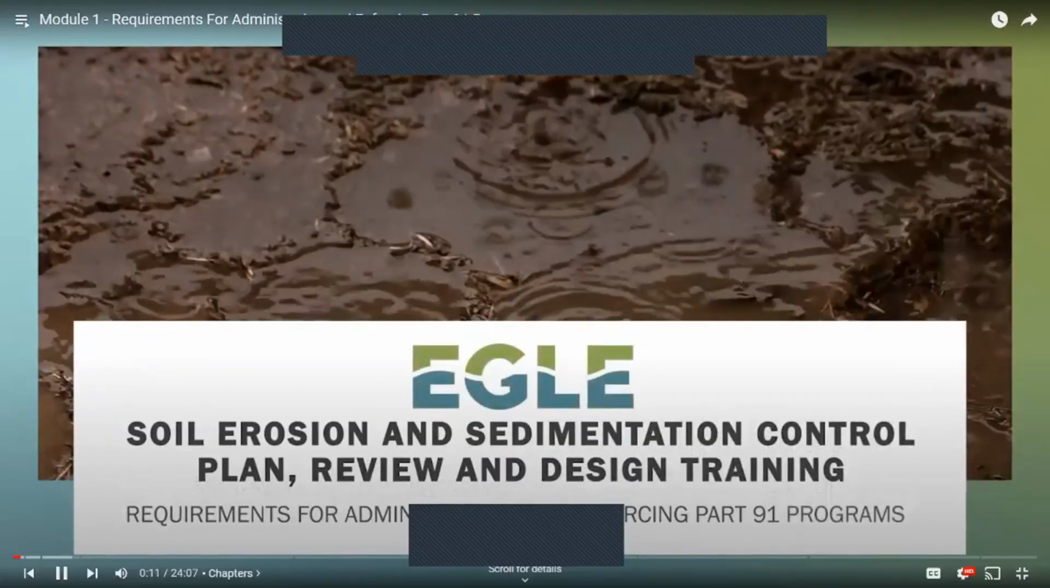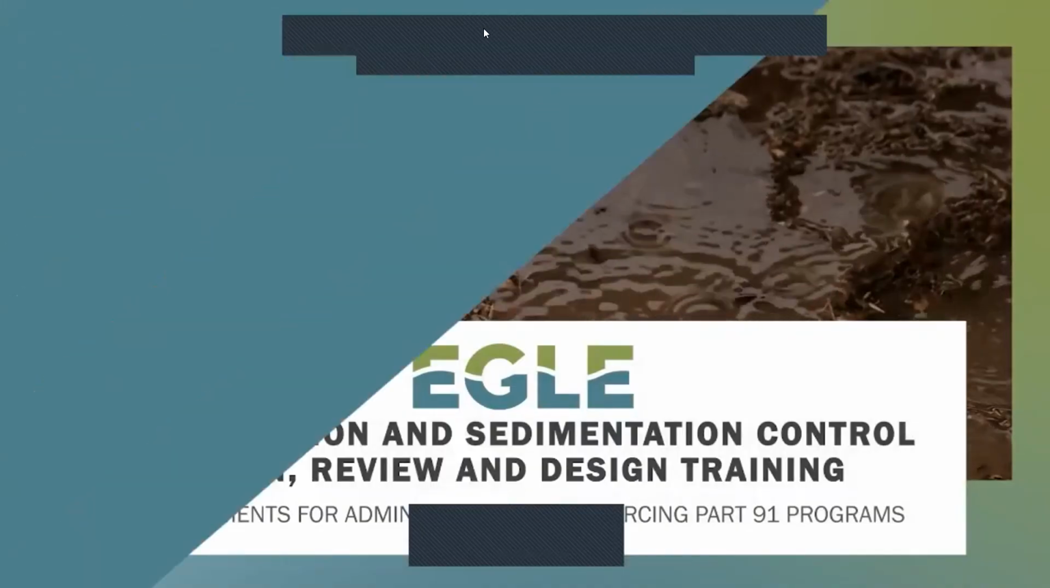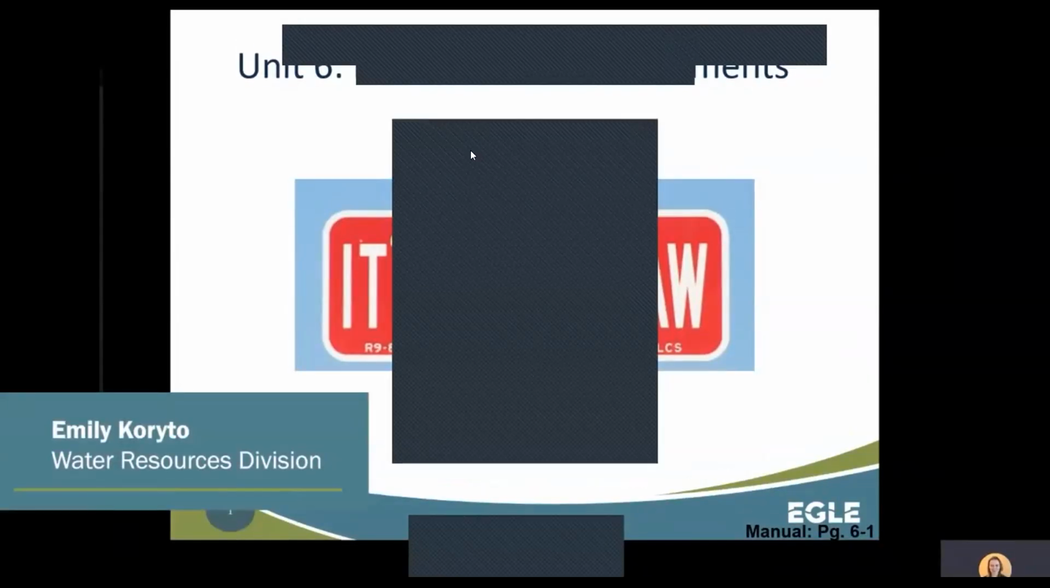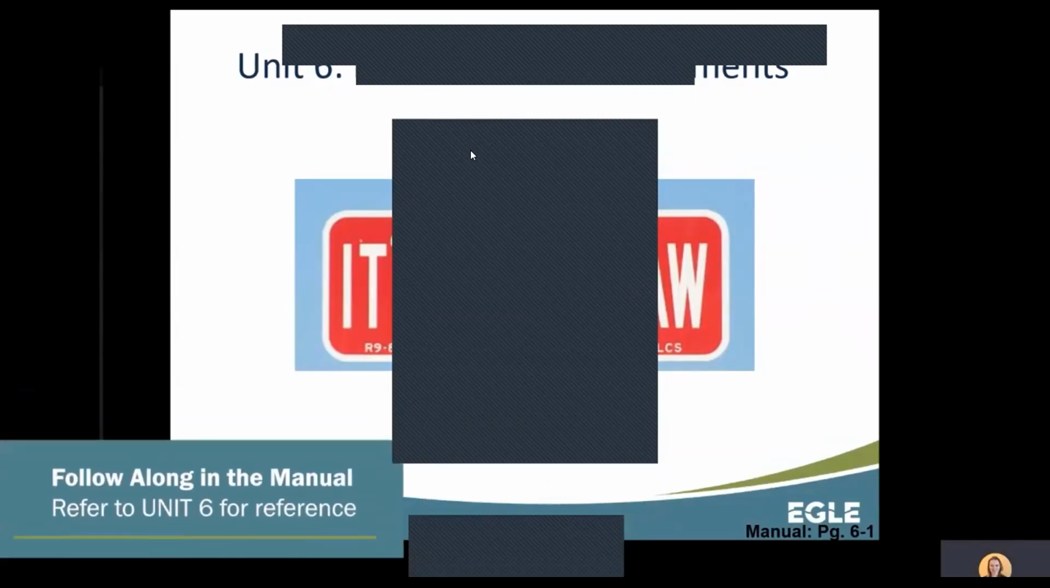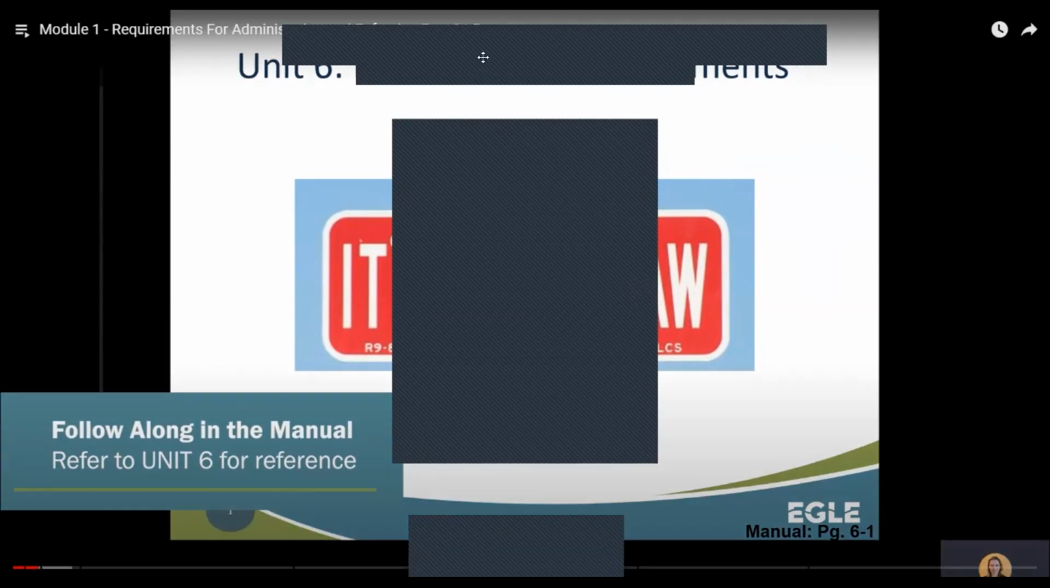Hello, and welcome everyone to our review of Unit 6 of the Certified Stormwater Operator and SESC Inspector Training Manual, which covers the requirements for administering and enforcing Part 91 programs. It would be beneficial for you to follow along with the manual during the presentation. The manual pages that correspond to the presentation slides can be found in the lower right-hand corner of the slide.